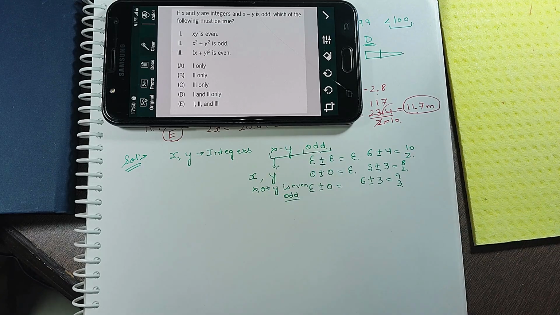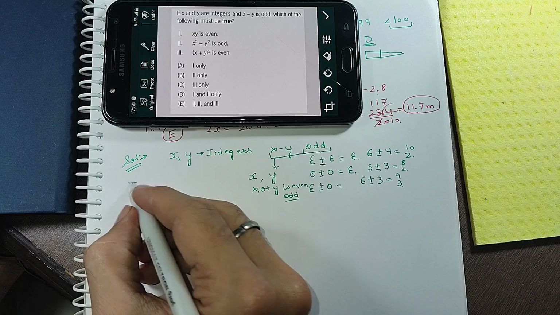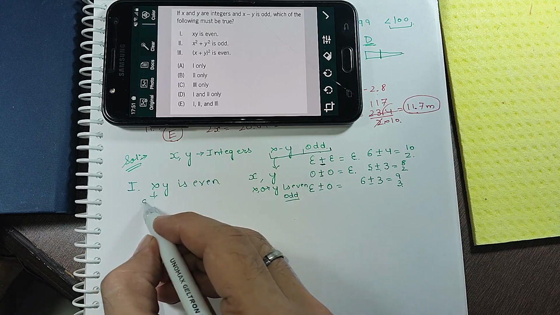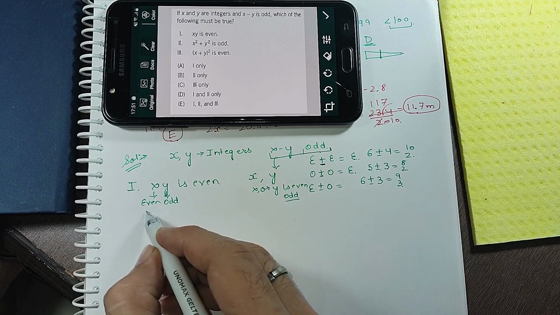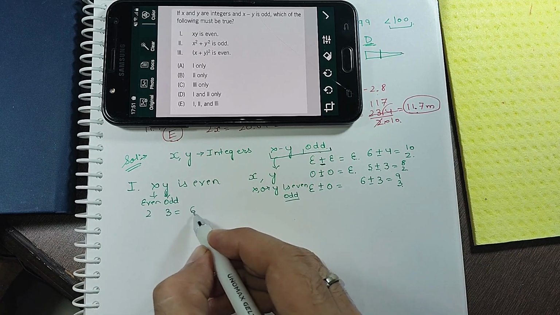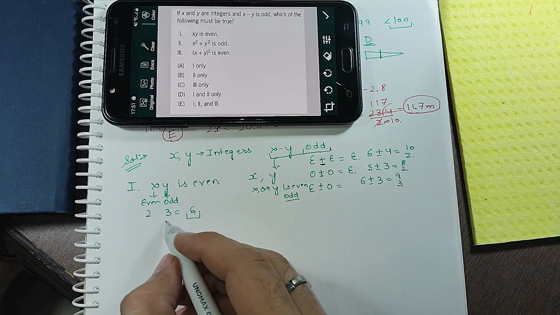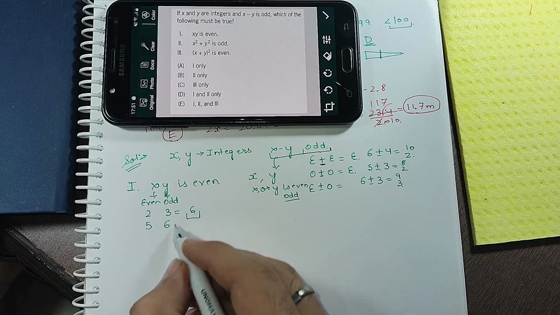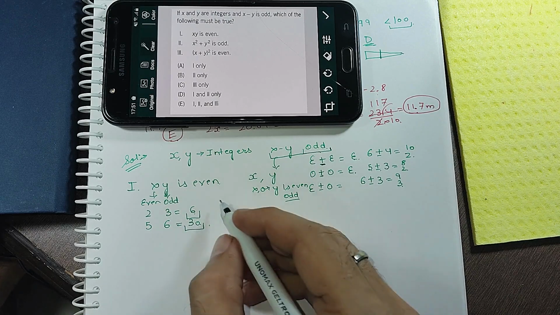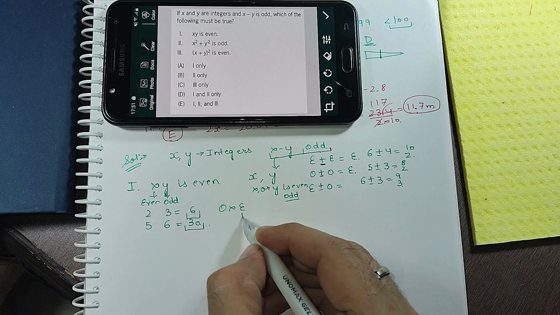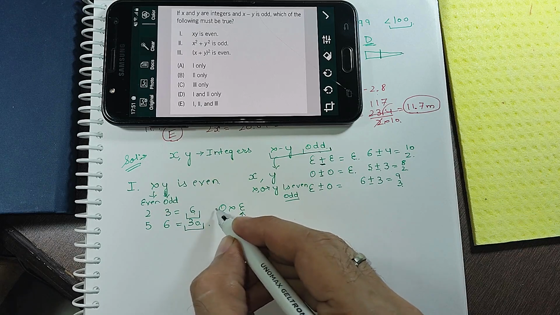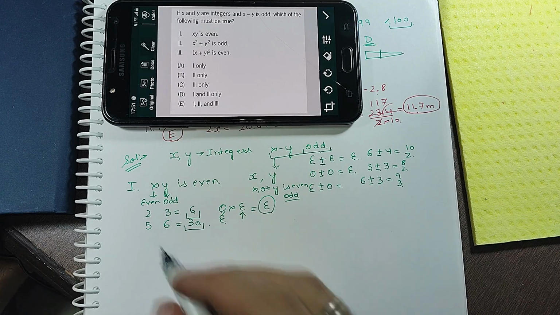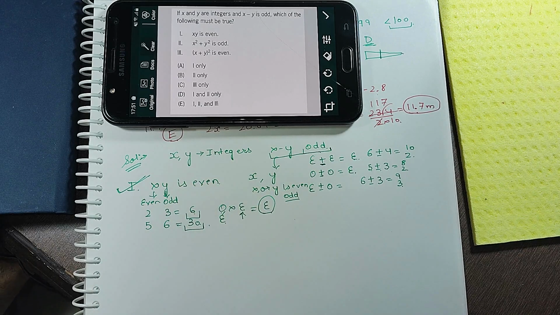Now, once we have established this, the first statement is xy is even. Let us assume that x is even and y is odd. We can have an example: 2 multiplied by 3 is equal to 6. Or we can have y as even, 6, and x as odd, let us suppose 5. So this is 30. We know that any number, odd or even, multiplied by an even number will always result in an even integer. So in any case this condition is satisfied.